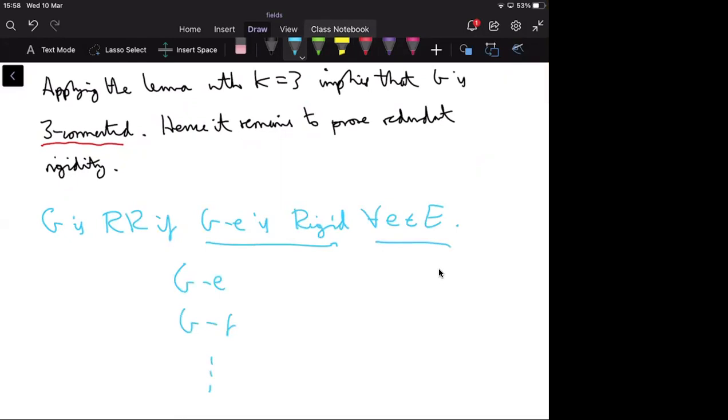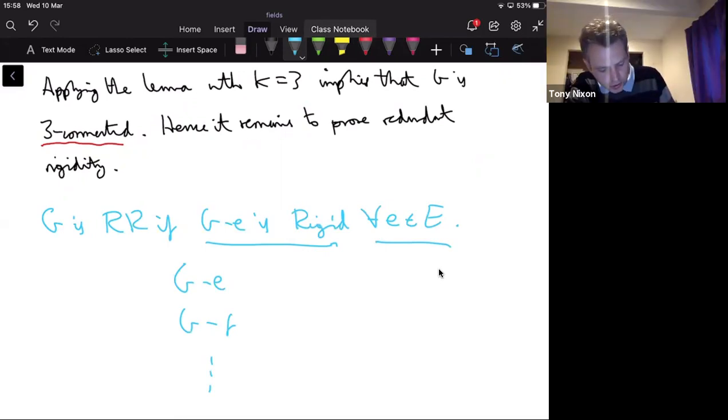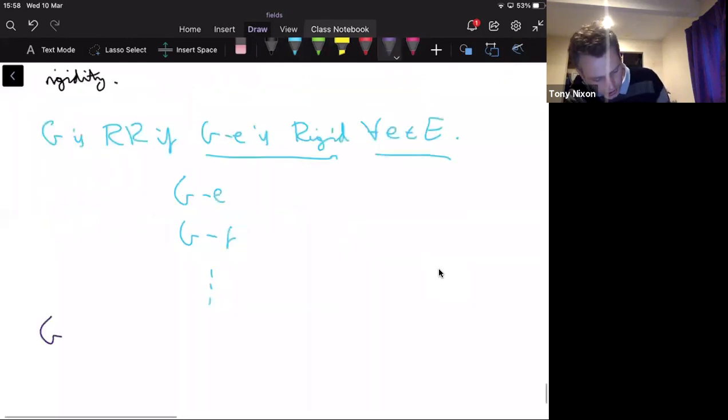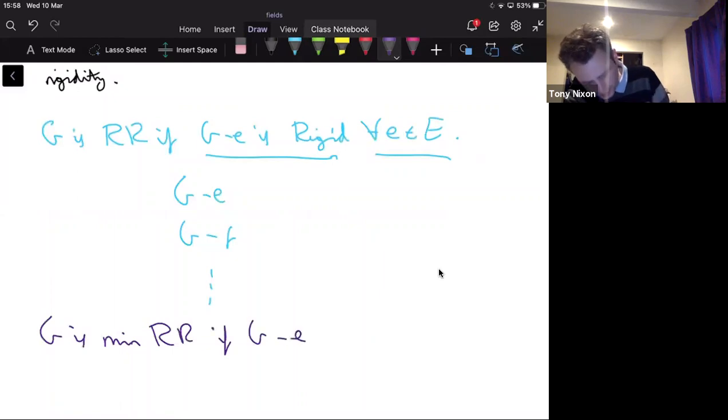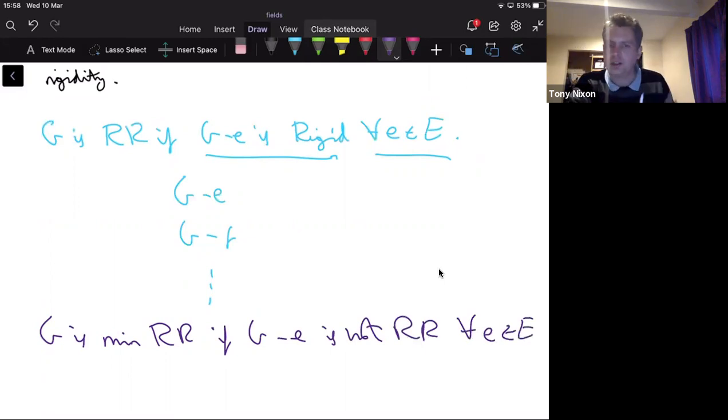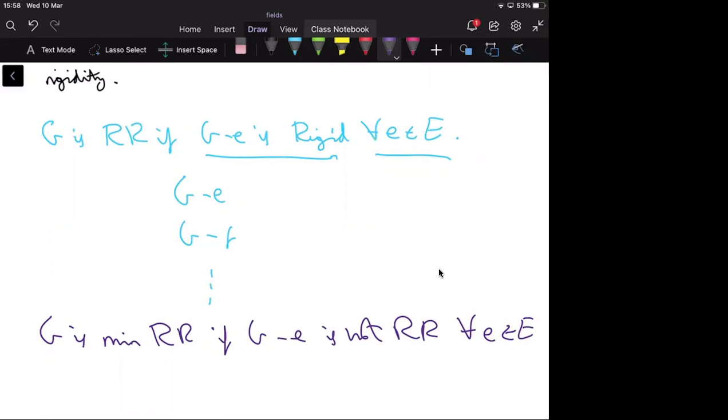So for minimally redundantly rigid, is it still for any edge E? Yeah. So let me write it. G is minimally redundantly rigid if G minus E is not redundantly rigid for all edges. So every edge you pick has to be needed to make it redundantly rigid. Okay. Thank you.